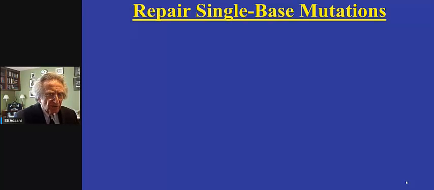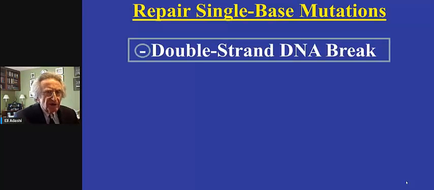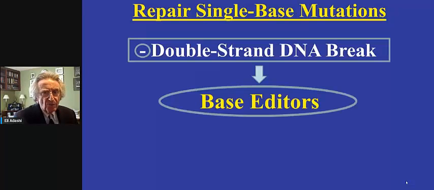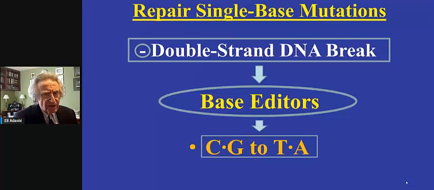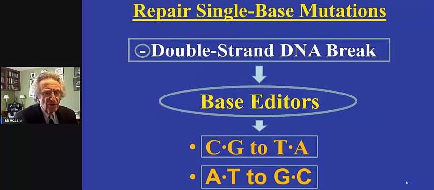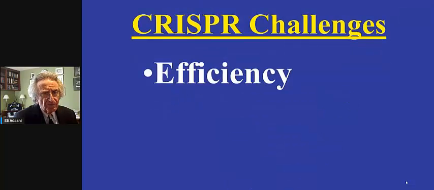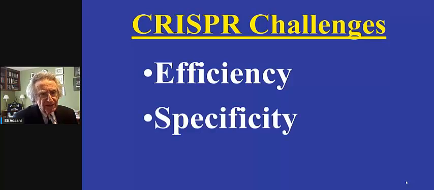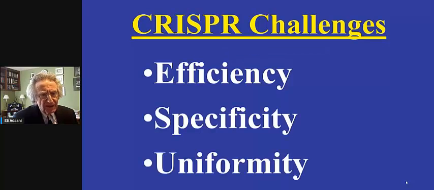To repair single-base mutations, we generally can avoid double-strand DNA breaks by using so-called base editors, which have the capacity to convert CG pairs to TA counterparts or AT pairs to GC counterparts. Altogether, as I have already implied, the CRISPR challenge is mostly about efficiency of editing, specificity of editing, and the uniformity of editing.